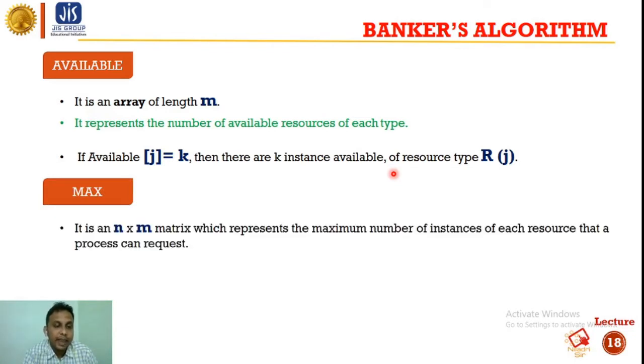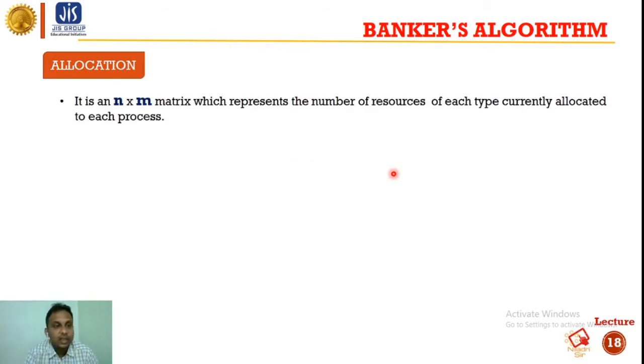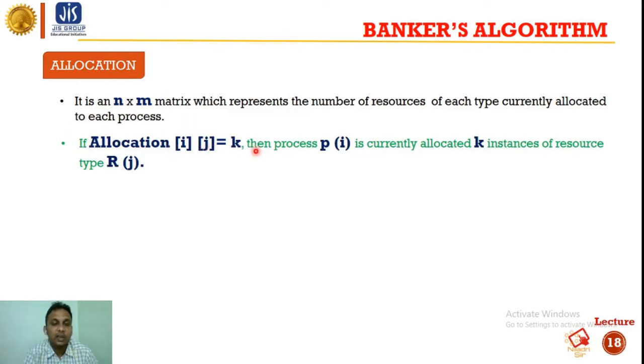What is max? Max is the maximum amount of instances of each resource that a process can request. If max[i][j] equals k, then the process pi may request at most k instances of resource type rj. And what is allocation? It is an n cross m matrix which represents the number of resources of each type currently allocated to each process. If allocation[i][j] equals k, then the process pi is currently allocated k instances of resources of type rj.